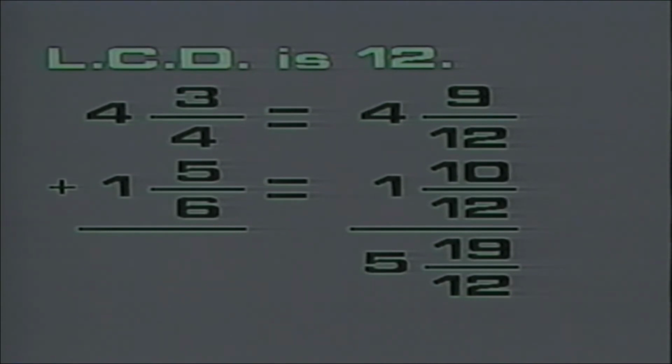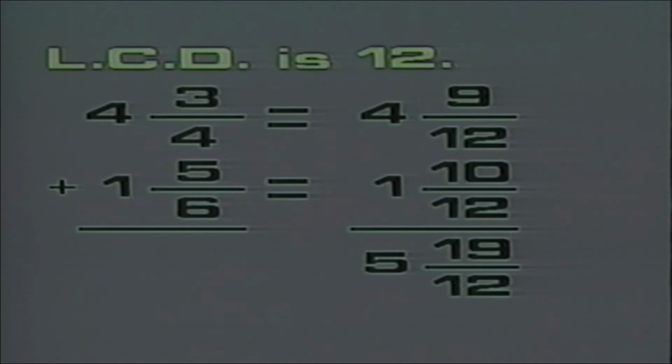Add 1 and 5/6 to the 4 and 3/4 we have already. The LCD is 12. So the fraction 3/4 is changed to the equivalent fraction 9/12. And the fraction 5 over 6 is changed to 10/12. Now add. The whole number part is 5. The fraction part is 19/12.